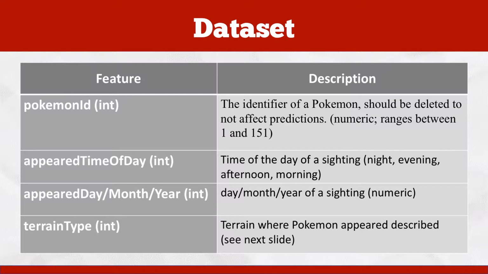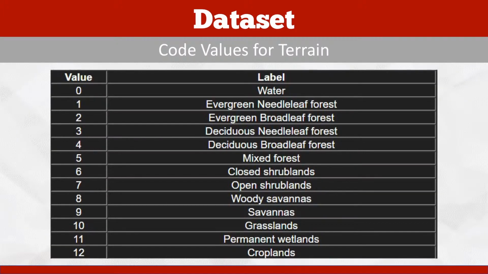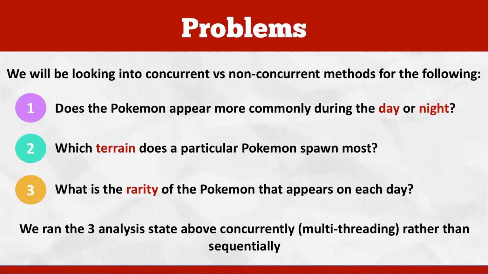For example, in the next slide, we can see that 0 corresponds to the terrain water, and 1 corresponds to the terrain evergreen needle-leaf forest. For the project, we will be looking into concurrent versus non-concurrent methods for the following. Firstly, does the Pokemon appear more commonly during the day or night? Secondly, which terrain does a particular Pokemon spawn the most? And lastly, what is the rarity of the Pokemon that appears on each day?